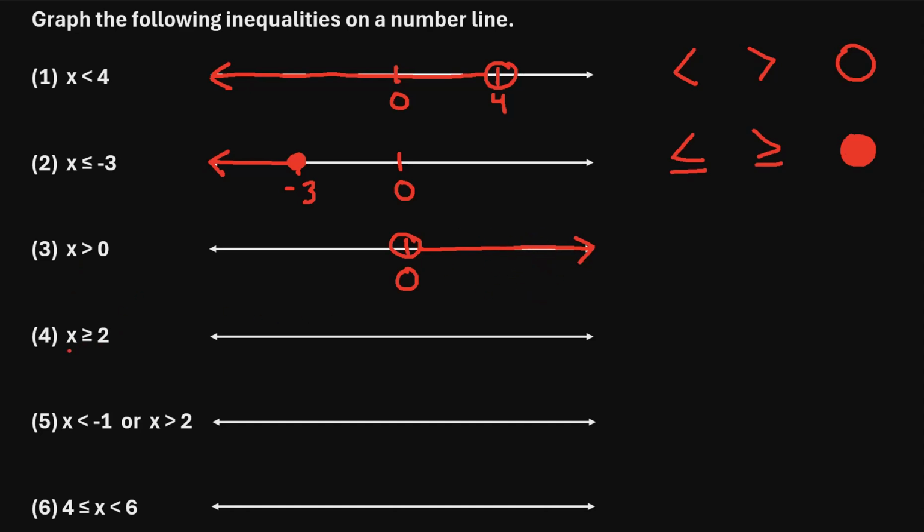All right, let's try the next example. We have x is greater than or equal to 2. So let's mark 0 on our number line, and let's say 2 is somewhere out here. Since we have a greater than or equal to symbol, we're going to draw a filled in circle. And because we're saying x is greater than or equal to 2, that means we're going to draw our arrow to the right. So all of these values greater than 2 will make this inequality true.